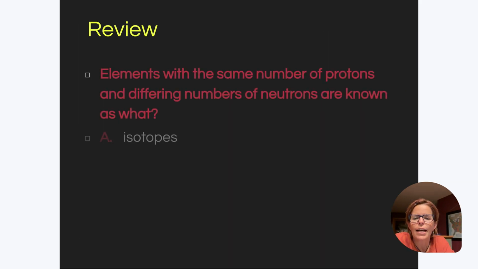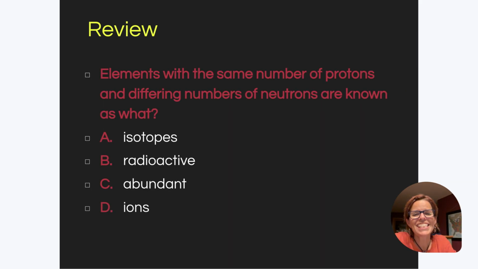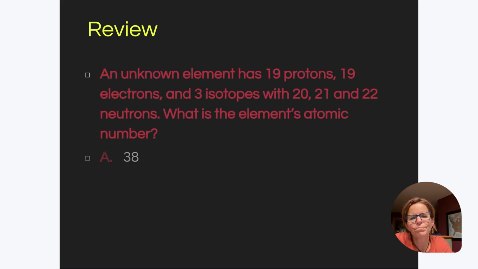All right, let's just practice a couple review questions and then we're all done. Elements with the same number of protons and differing number of neutrons are known as isotopes. Same number of protons means they're the same element, but the number of neutrons changes their mass, and so that's an isotope.